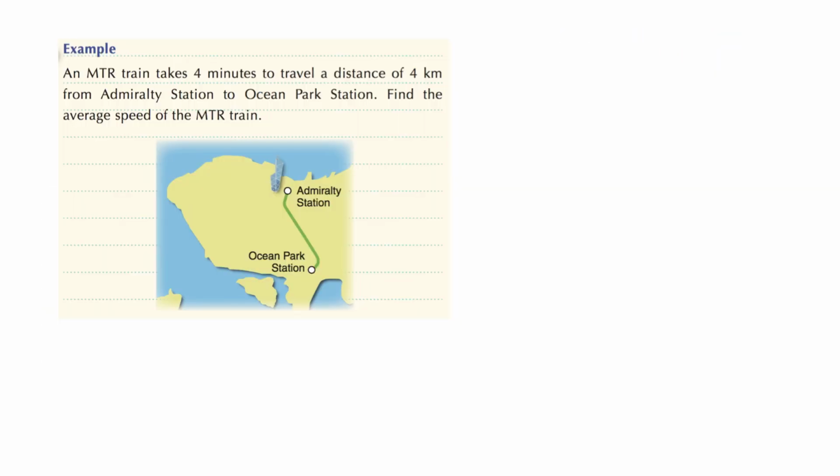Let's have an example. Right now we're going to talk about an MTR train that takes 4 minutes to travel a distance of 4 km from Admiralty to Ocean Park. So we're going to find the average speed of the MTR. The average speed will be equal to distance over time.